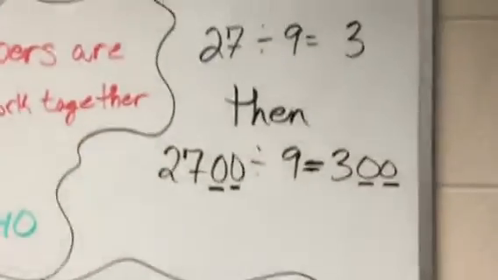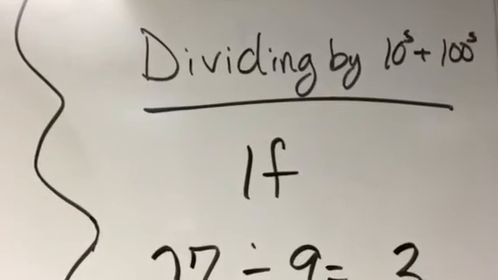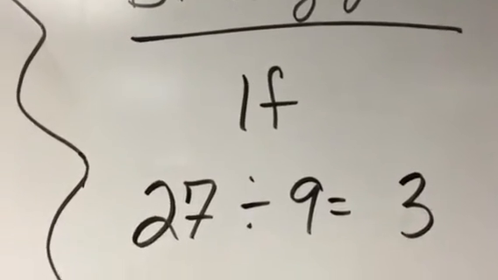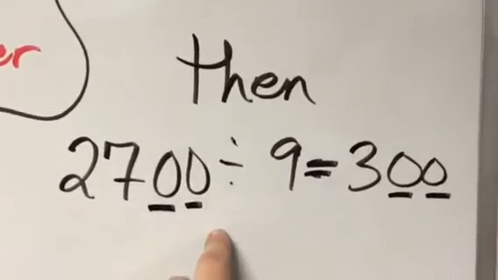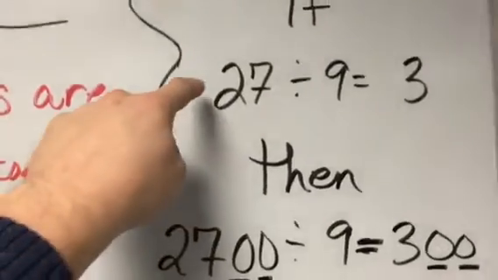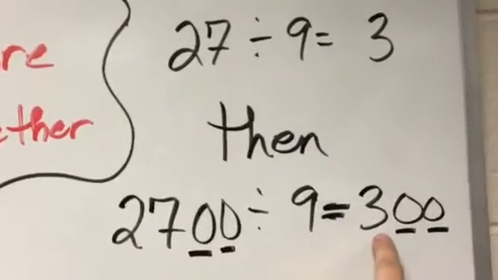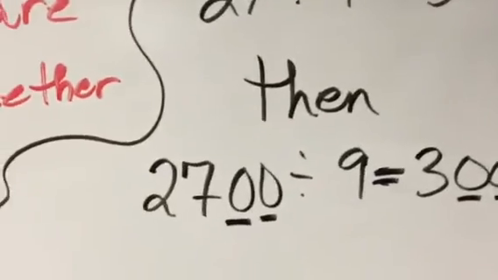All right, let's move to the next section. It is dividing by tens and hundreds. This is pretty easy. You just say if 27 divided by 9 equals 3, then 2,700 divided by 9 will equal 300. All I did was take the fact that I knew 27 divided by 9 equals 3, and then since I had 2 zeros here, I put 2 zeros in my quotient, and I'm good to go.